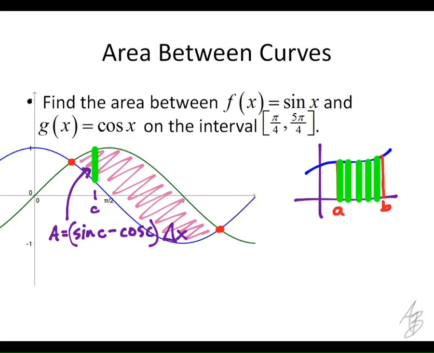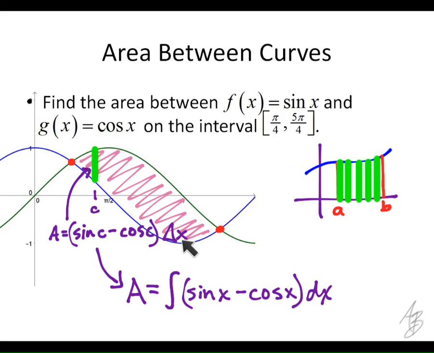But if we add up all of these rectangles here, we're always going to do sine minus cosine. So if I want to change this notation here, this rectangle, and add up all these rectangles using an integral, what would that integral look like? It's going to be the sine of x minus the cosine of x with respect to x. Remember that delta x here turns into the differential dx when we make those rectangles infinitesimally small.